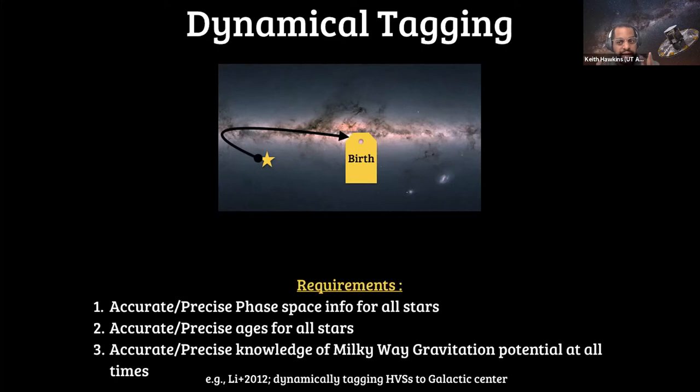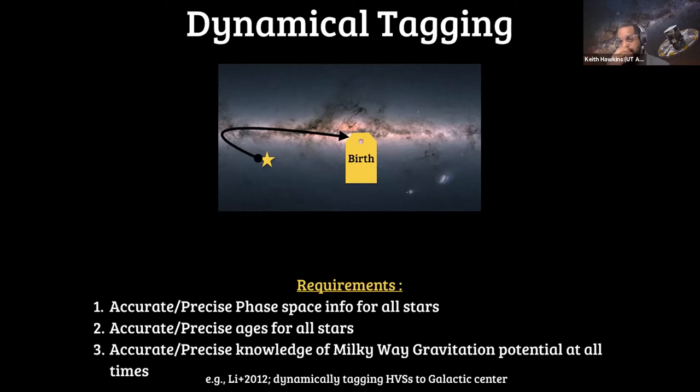In addition to that, ages for individual stars are extremely difficult to measure. So how far are we going to integrate the thing backwards? And worse yet, the gravitational potential is not well known, especially at all epochs. And so dynamical tagging is a really difficult problem. However, people have done it.